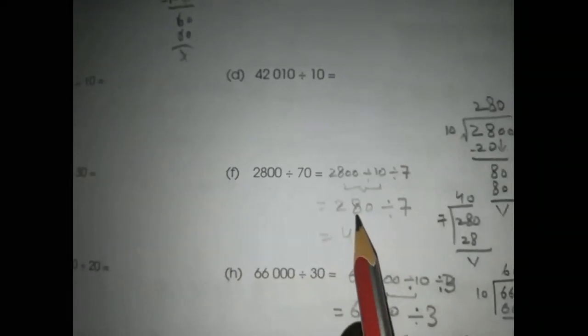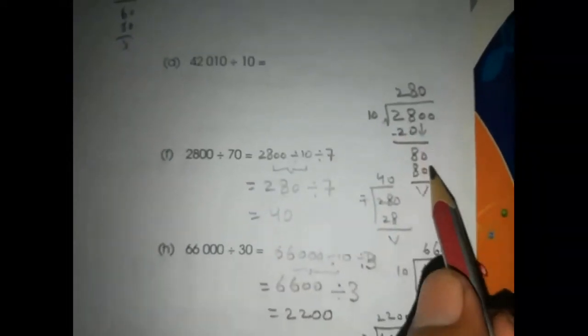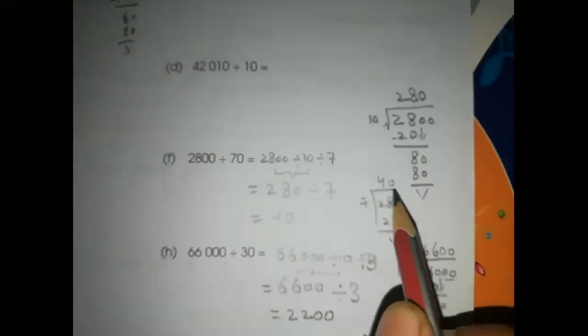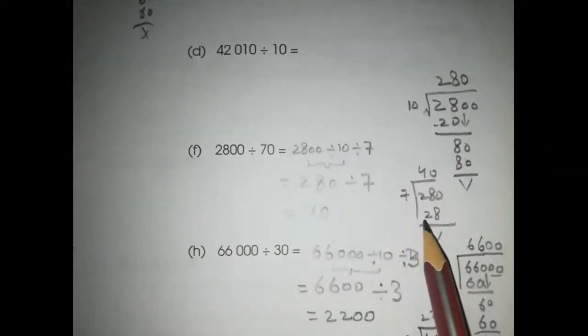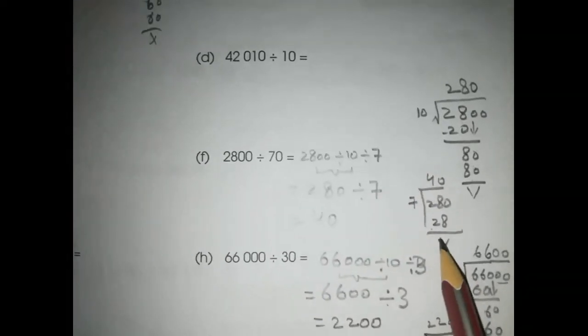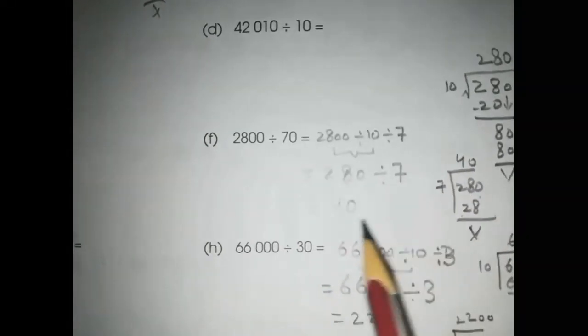2800 divided by 70. I will break 70 as 10 and 7. So initially I will divide 2800 by 10. I will get answer 280. This is rough work for this part. Now 280 is divided by 7. 7 fours are 28, and 0 moves upward. So our answer is 40. Similarly, you can solve part G of this question.